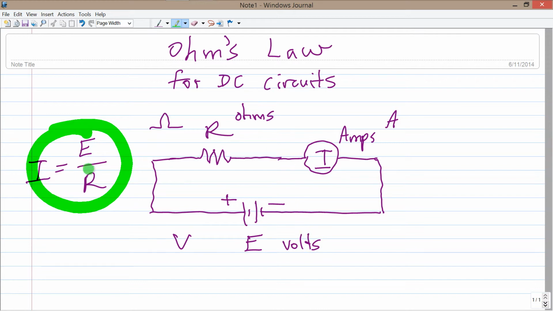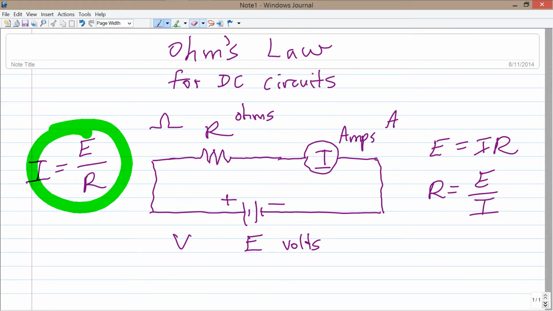Now we can rewrite this formula using simple algebra to express voltage in terms of current and resistance. We simply multiply through by resistance and we get the formula E equals I times R. Voltage equals current times resistance. We can also manipulate this formula to get resistance in terms of voltage and current, and when we do that, we get R equals E over I.